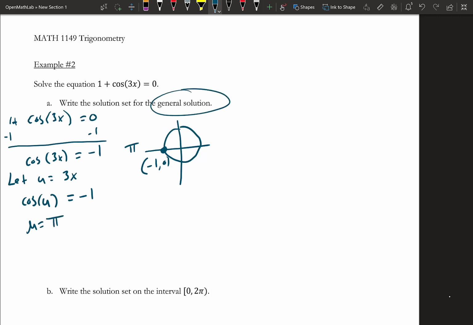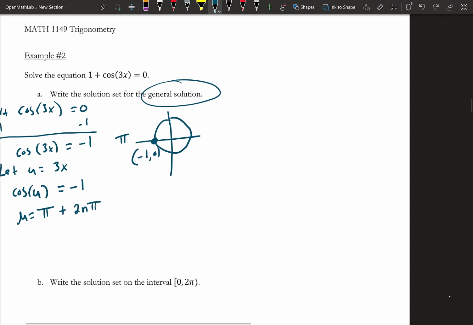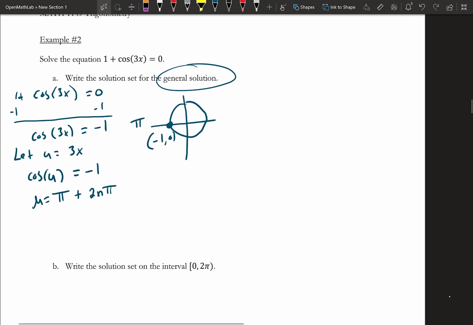But here we're doing the general solution. The period for cosine is 2 pi, so if I add a multiple of 2 pi, or 2n pi, that's going to produce another solution. We're just adding in more rotations, so we have the same terminal side for that angle. Since u equals pi plus 2n pi, and what we're really trying to do is solve for x, I can substitute this value back in for u. That gives me 3x equals pi plus 2n pi.